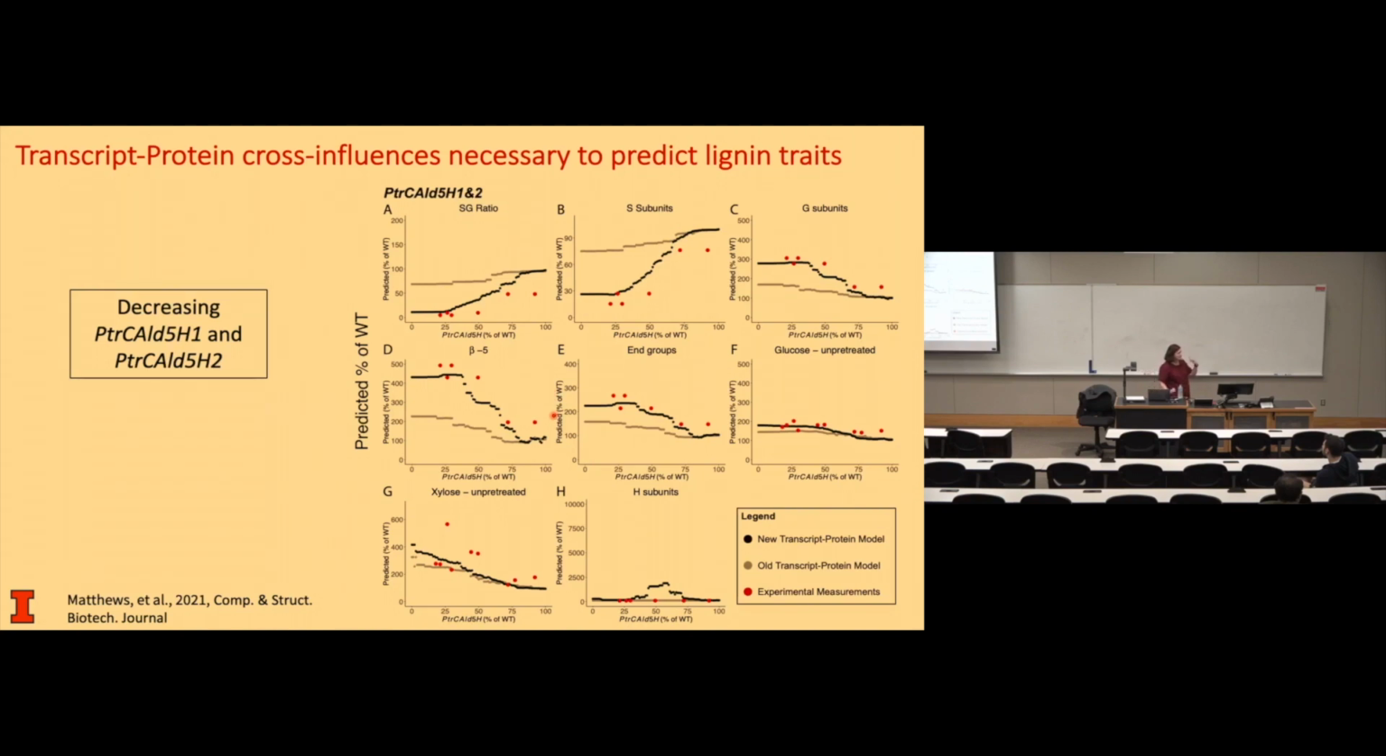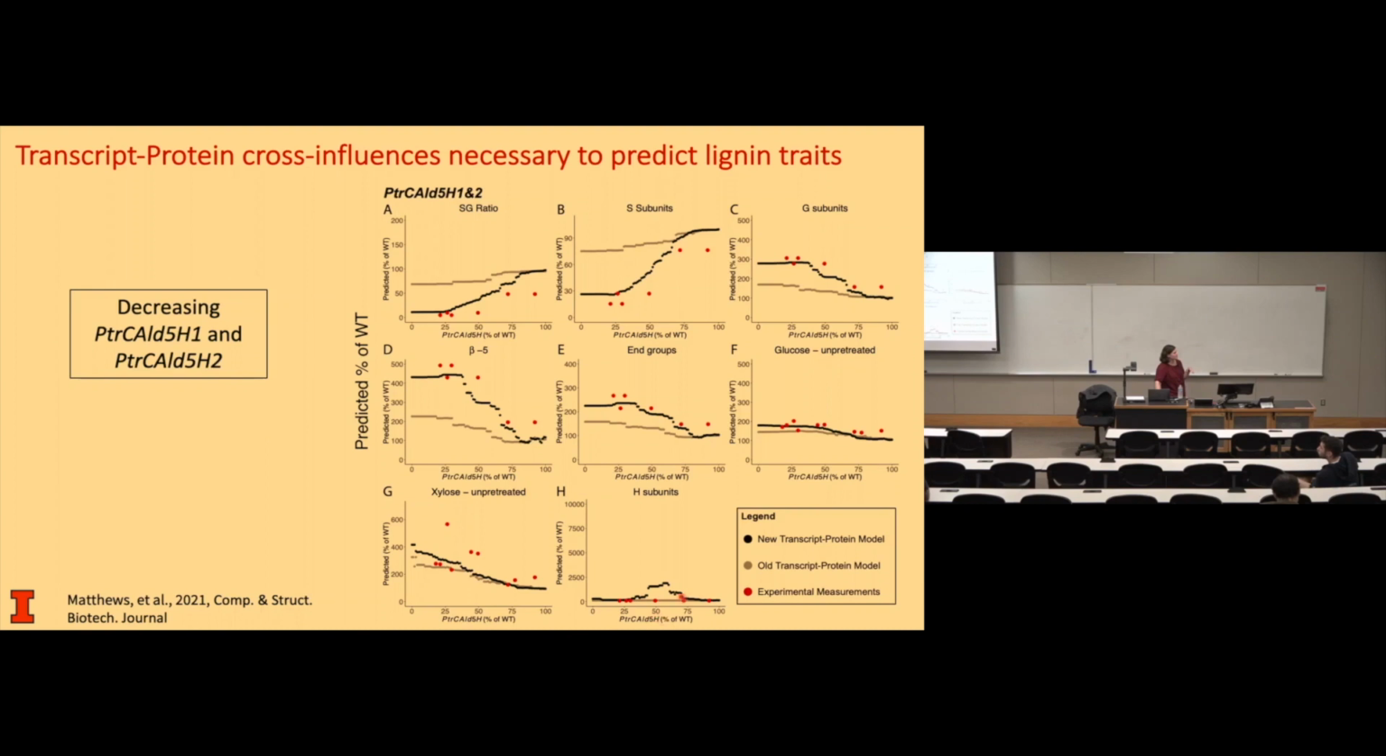And then we also looked at some traits that are not as directly related to lignin, things like the amount of glucose or xylose that we could extract, which is that part of the cellulose that we want to extract from these trees. In this case, looking at unpretreated. The key message here is that the black lines do a better job of fitting that data when we include those indirect influences below.